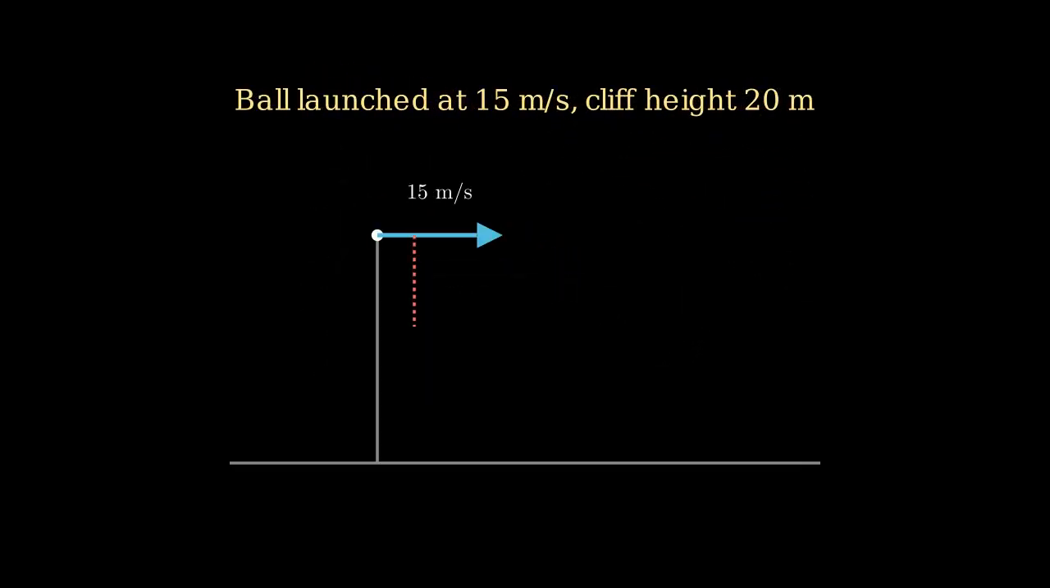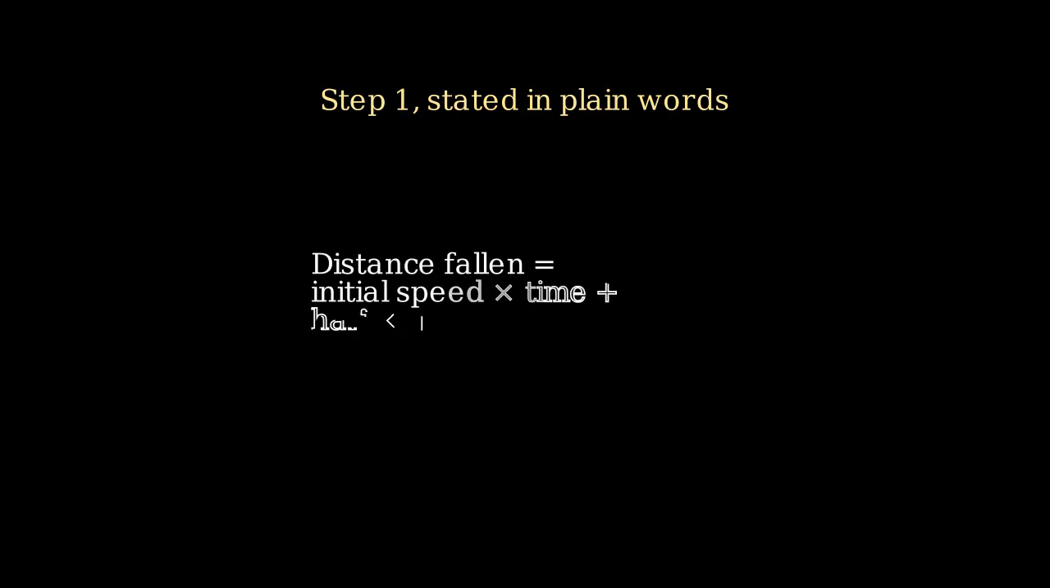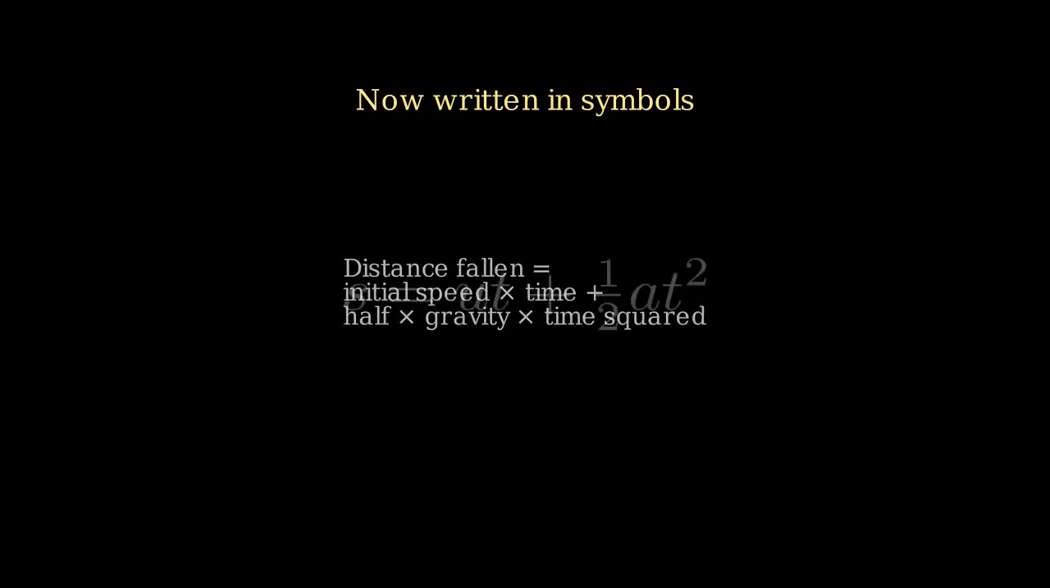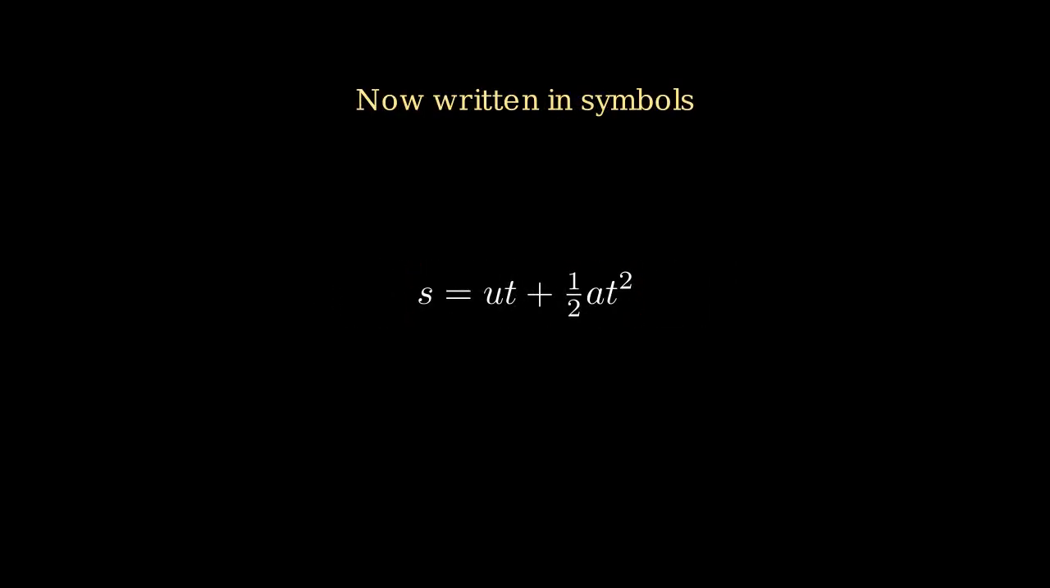A ball is projected horizontally at 15 meters per second from the top of a cliff that is 20 meters high. Step 1 is to solve the vertical motion in order to find the time taken to fall. In plain words, the vertical distance fallen equals the initial vertical speed times time, plus 1/2 times gravity's acceleration times time squared. In symbols, this is s = ut + 1/2 at².